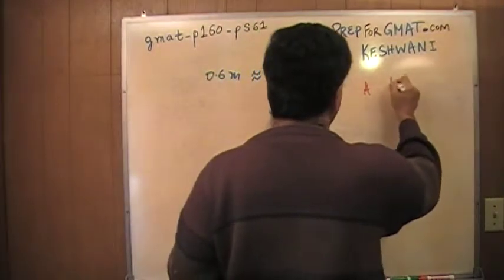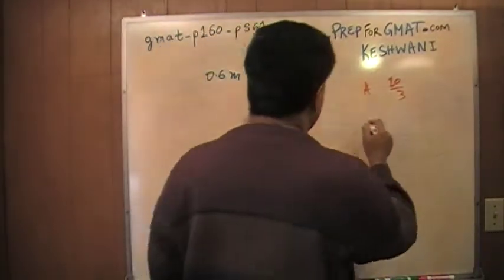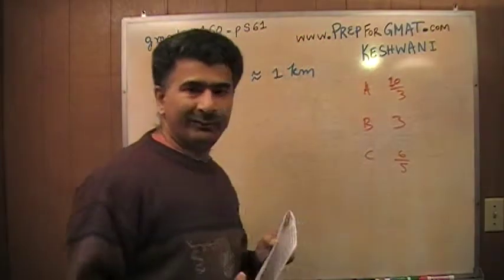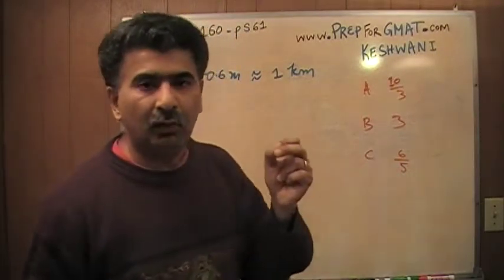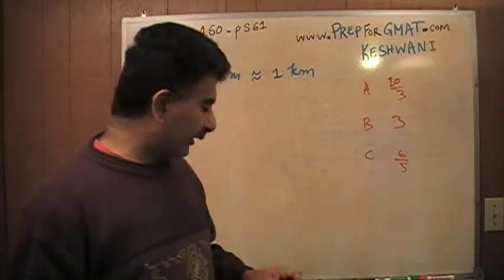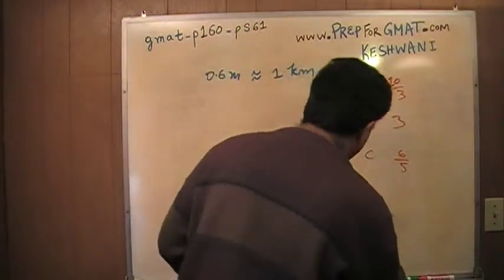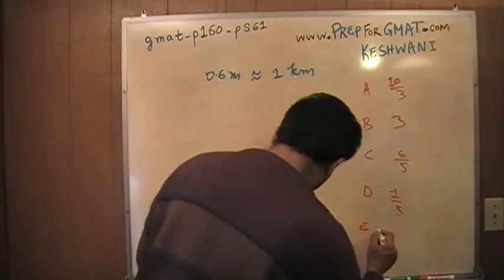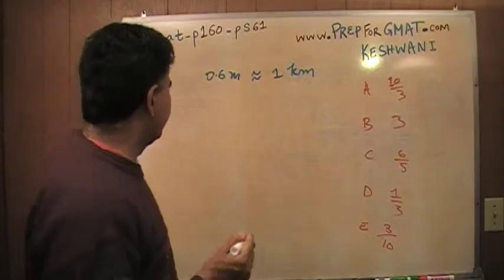A is 10 over 3. You should immediately see that it's going to be a little over 3. B is exactly 3. C is a little over 1. That's how one reads it. If you're taking the exam, don't read this as 6 over 5; it's a little over 1. Or if you're quick enough to see, it's actually 1.2, because it's 1 1/5. D is 1/3. And finally I have E, at the very bottom, which is 3/10, or 0.3.